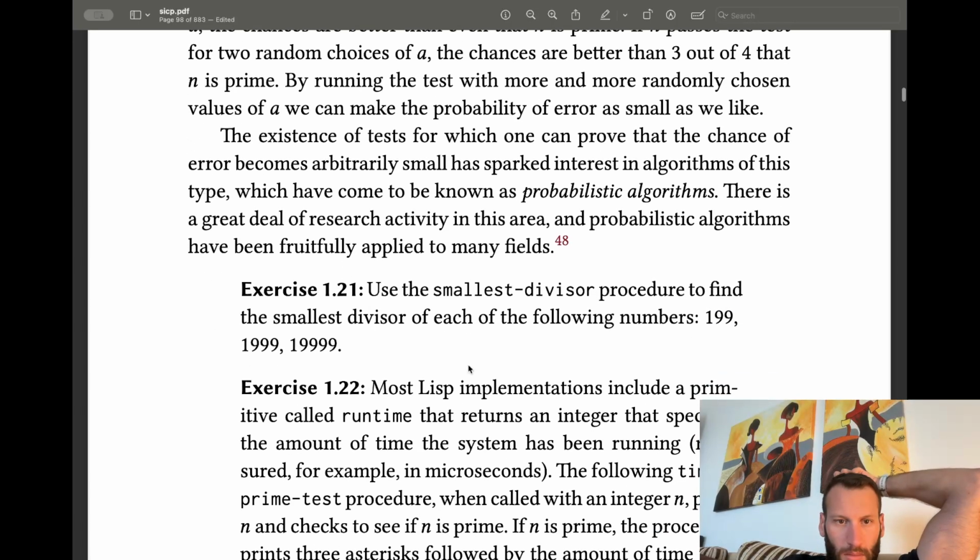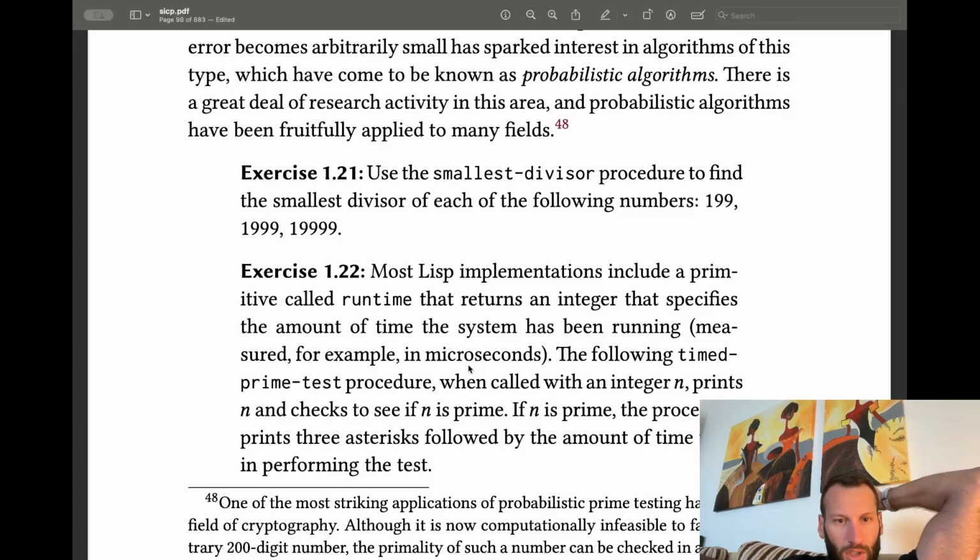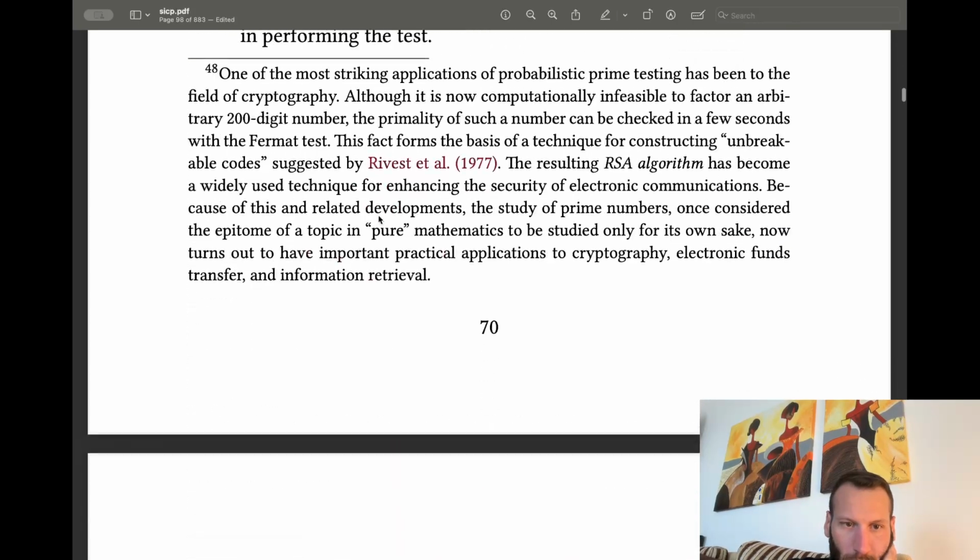And we have a bunch of exercises. Let's see. Exercise 1.21 doesn't seem to be particularly interesting because it's just an application of a procedure. Exercise 1.22. Okay.